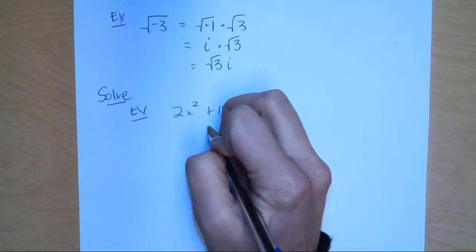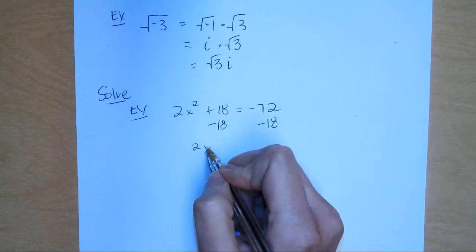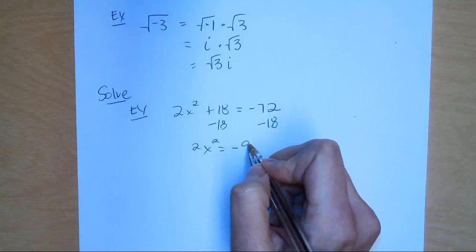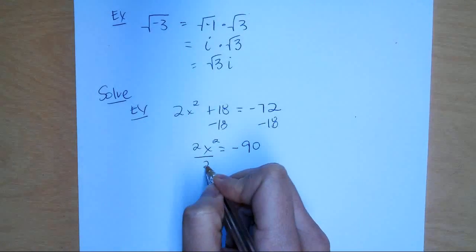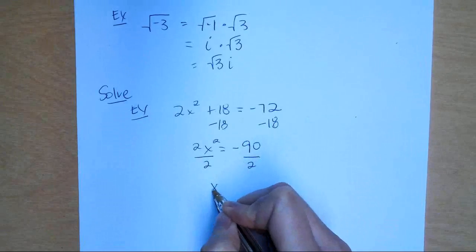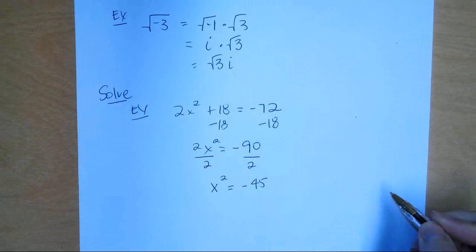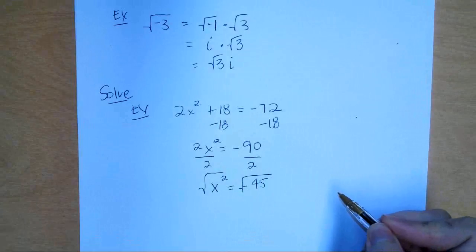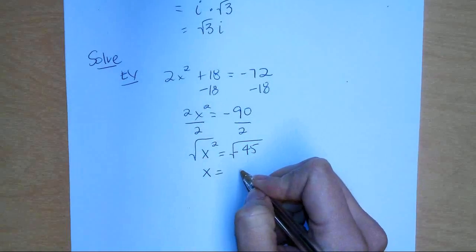So I'm going to subtract 18. We get 2x squared equals, what is that? Negative 90. Then we're going to divide by 2. So x squared is negative 45. Then we're going to take the square root of both sides. Okay. When we take the square root, we get x on the left. What happens on the right?